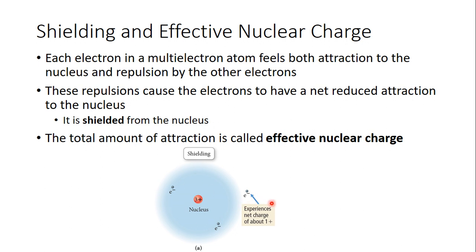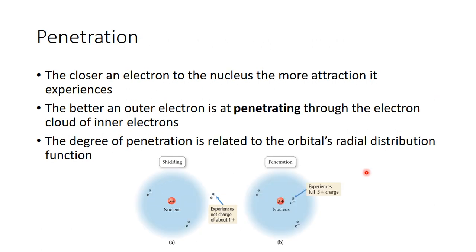And so the electron on the outside is only feeling roughly a plus 1 charge from the nucleus that is plus 3. That's the effective nuclear charge. Because the nucleus is plus 3, each electron is minus 1. We have 2 of those, so the net charge on this electron is plus 1. So it's being shielded, with an effective nuclear charge of plus 1.